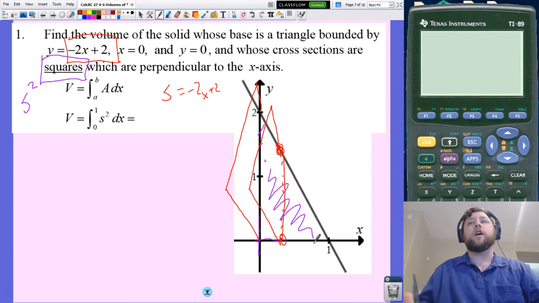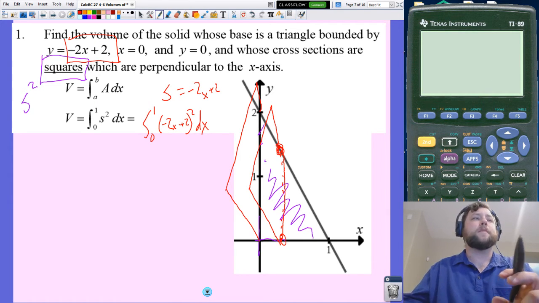So setting up the volume, and notice I go from 0 to 1, and that's what this example said. My side is negative 2x plus 2. So the actual answer is the integral from 0 to 1 of negative 2x plus 2 squared dx. All right, so we've got to find the volume. Now I could expand that and integrate, but let's do it on a calculator too.